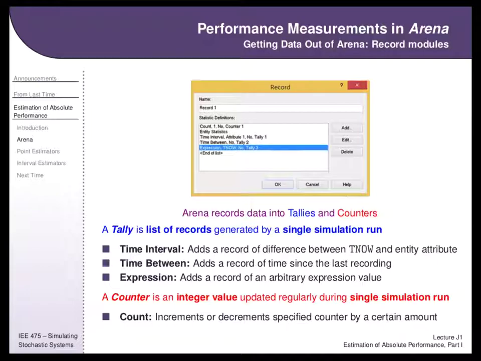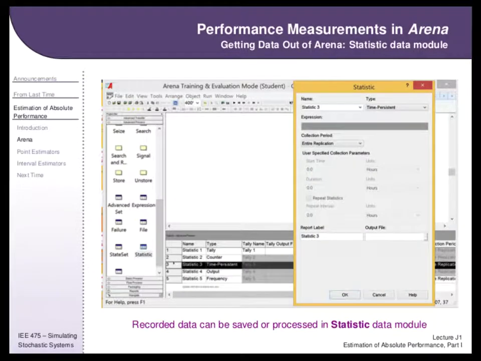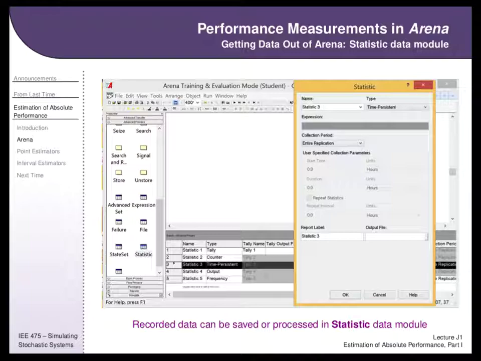Time between basically is whenever you enter one of these record blocks, it keeps track of the last time you went through one of these record blocks and then adds a record of that time between. The expression allows you to put an arbitrary Arena expression in, and it'll save that. And then the counter allows you to increment or decrement the counter by however many you want, as long as it's an integer. So you can go up 5, down 2, and it'll keep track of that. All of that can end up getting analyzed in the output analyzer, which we'll get into. And I may end up picking up next time, starting with this, because next lecture will be a little shorter than this one anyway.